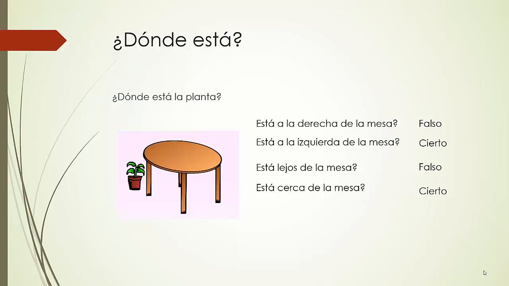Cierto. Cerca de is next to. So that one's true. The plant is next to the table. Y finalmente, próximo. ¿La planta está al lado de la mesa?